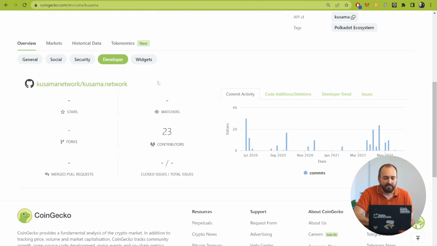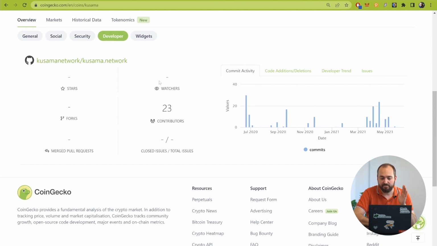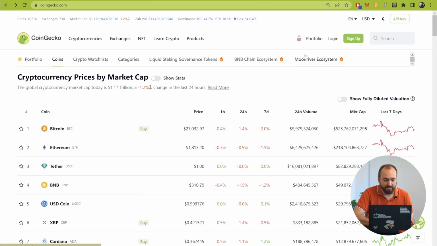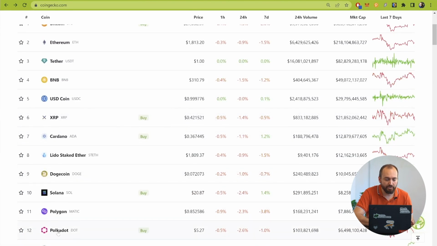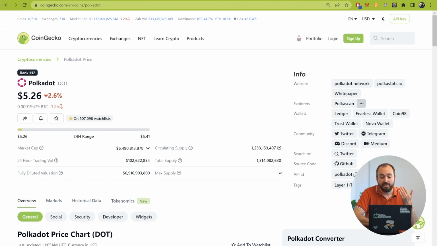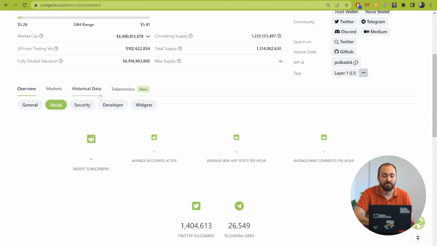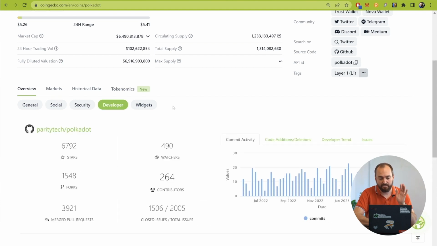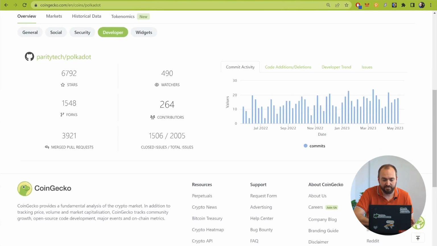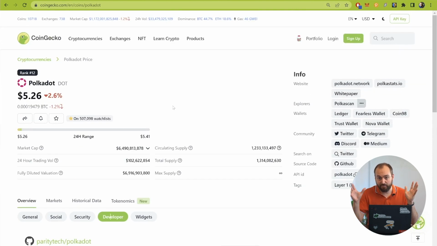Kusama is a special network for developers. And you can see the GitHub for developers. It is separate from Polkadot. Let's jump to Polkadot, and it actually has its own social media and a separate GitHub for developers. It's a separate project, but in infrastructure it's the same.